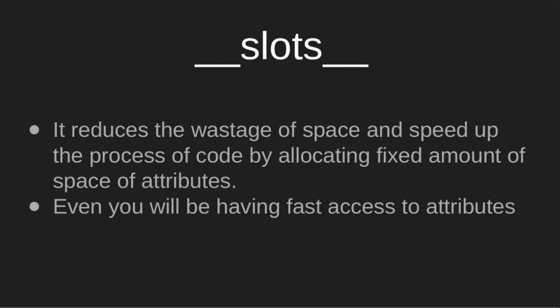When you define any attributes of functions or objects, they are stored in dictionary format, which takes more memory than what is required. And in Python, there is no default way to store a static amount of memory. So whenever you know the attributes of the object or function, you can store them in slots. The static allocation of space will happen, and you can save a lot of memory. It reduces the wastage of space and speeds up your code by allocating a fixed amount of space for attributes. You will even have faster access to your attributes.